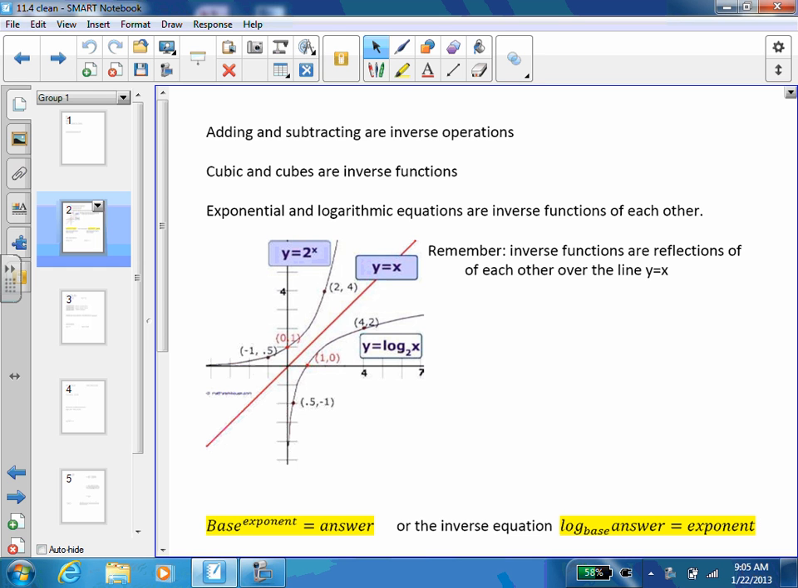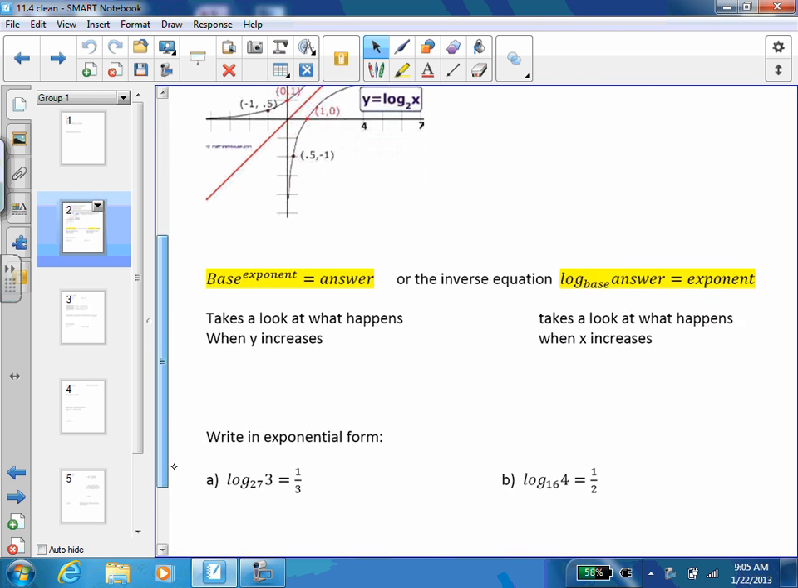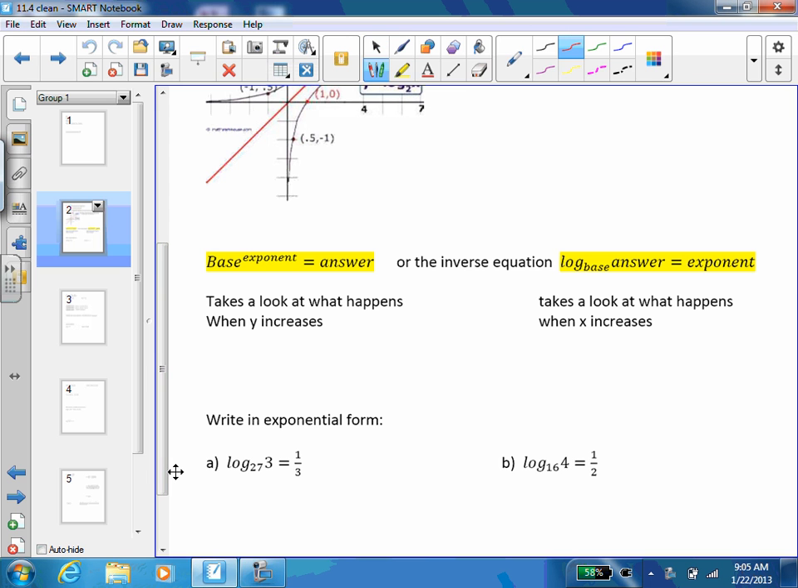Because if you remember from last year, when you are trying to find your inverse, the first thing you do is you switch your x and your y and you solve for y. All right? So we need to remember, when given something in exponential form, like 3 to the second equals 9. That's exponential because you're given an exponent. Okay? You're given a base, an exponent, and what it's equal to is the answer.